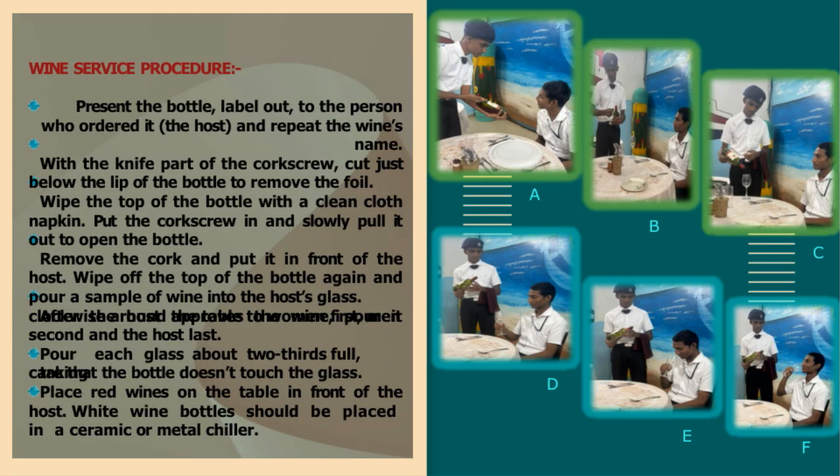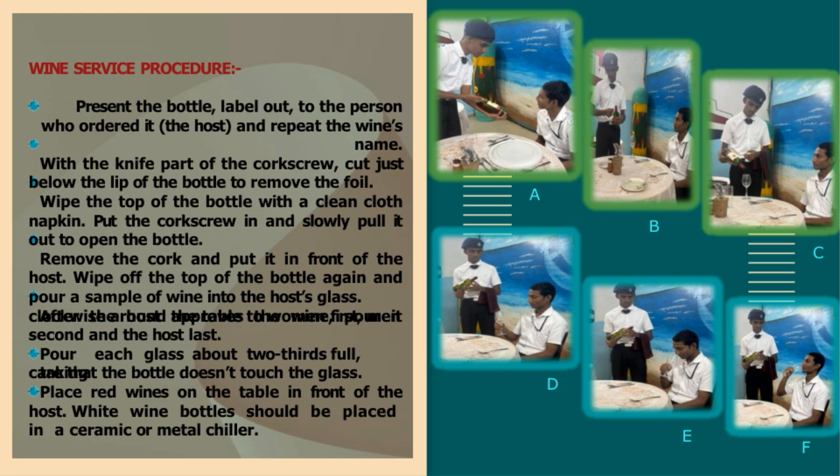First, it's important to handle the bottle carefully to avoid touching the glass with the bottle itself. When placing bottles on the table, place the red wines in front of the host, and the white wines should be kept in a ceramic or metal chiller to keep them cold. When pouring, do so clockwise around the table, starting with the women, then the men, and finally the host. Always pour about 2/3 full to allow for swirling and tasting. Present the bottle to the person who ordered it, the host, label out, and clearly say the wine's name to confirm it's the correct one.